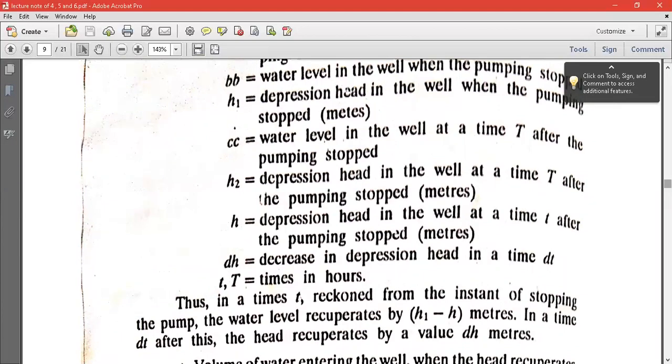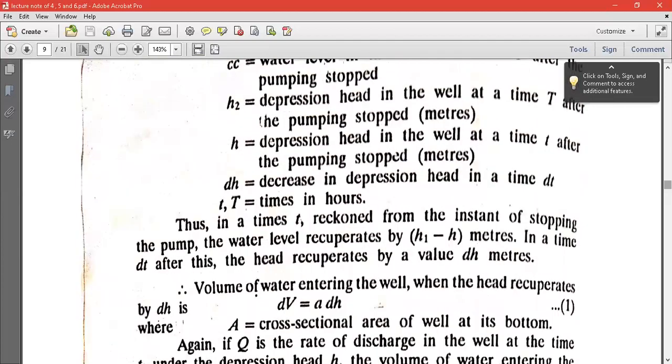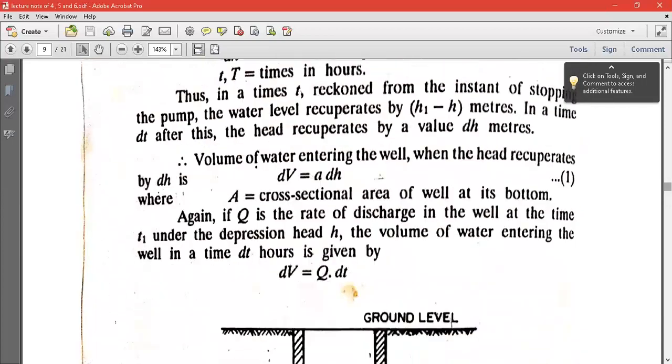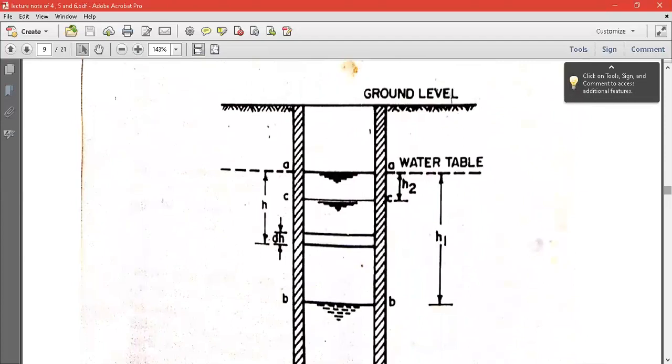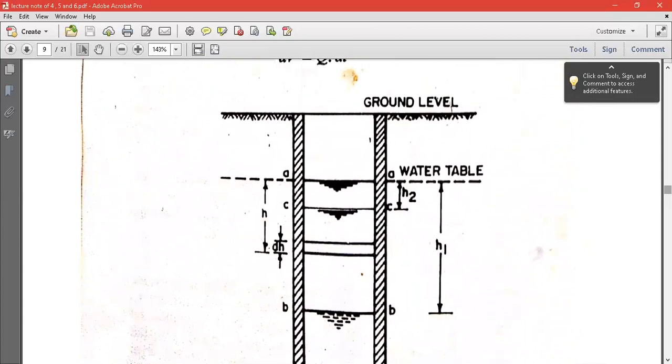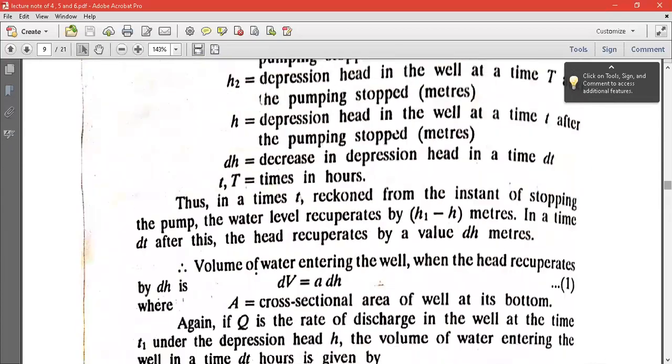All these t, small t or capital T, are measured in hours. Thus in time t, reckoned from the instant of stopping the pump, the water level recuperates H1 minus H. Initially H1, then at small time H. So how much it recuperates? Just the difference, H1 minus H, at time T.